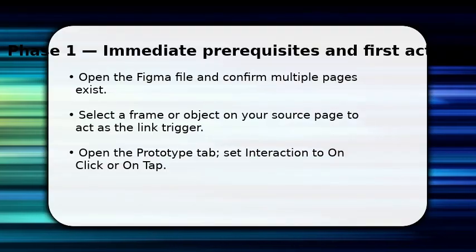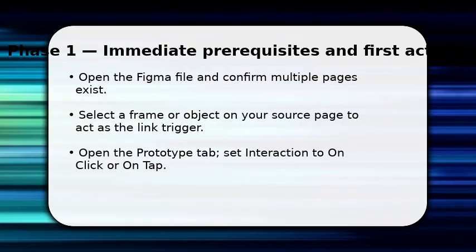You already have the file open, so start by choosing the source frame or element you want as the trigger. In Prototype, set interaction to on-click. This creates the connection. Once done, pick the destination field, but don't finalize yet.